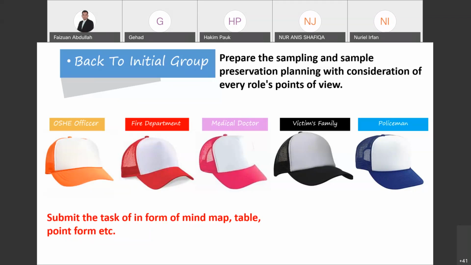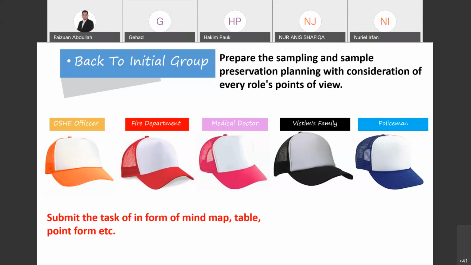But the point is for the sample and sampling and sample preservation: what you should take, how you should preserve it, and answer all the 5 questions, by your own creativity.